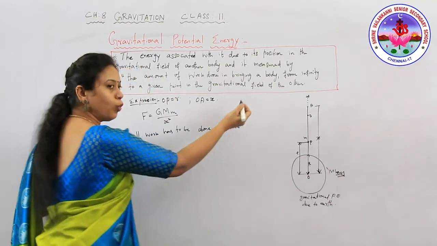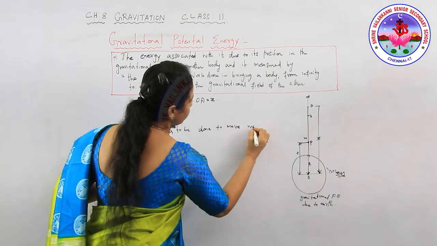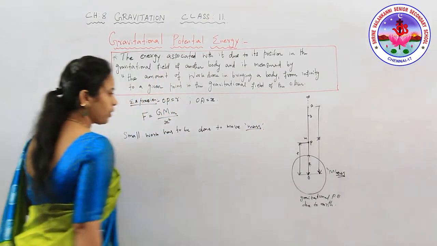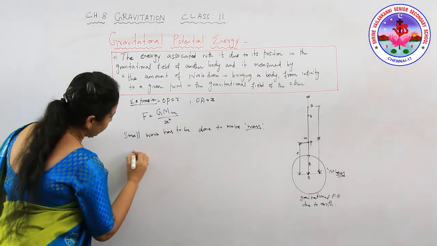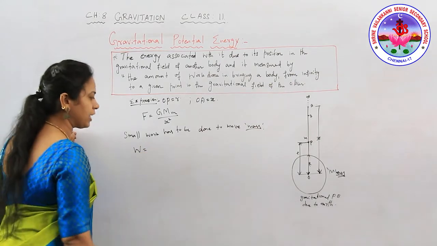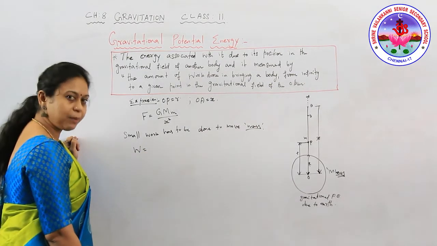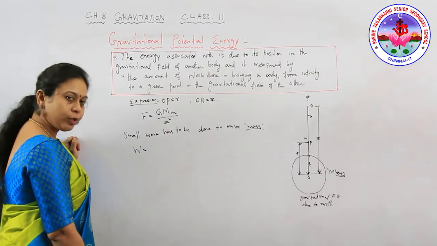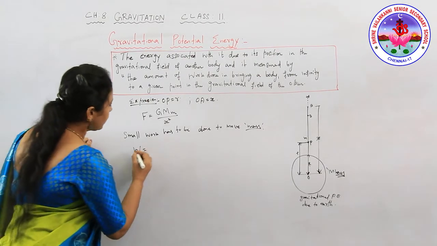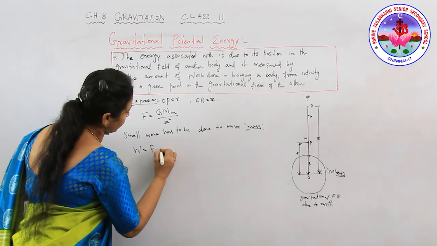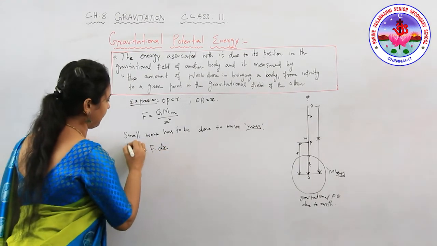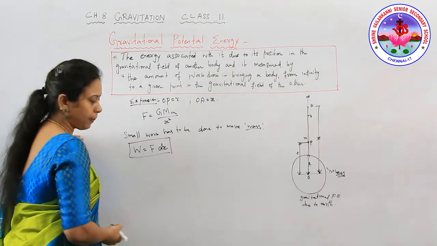Here we have to move the mass. So we can take that W, which is equal to what, children? We have already studied in chapter 4, which is available on our YouTube. You can check it. W, work done, is equal to F dot dx. This is the base formula for the work done.